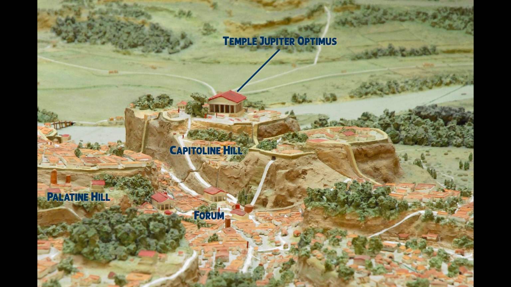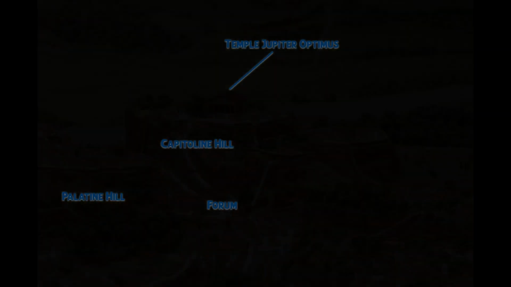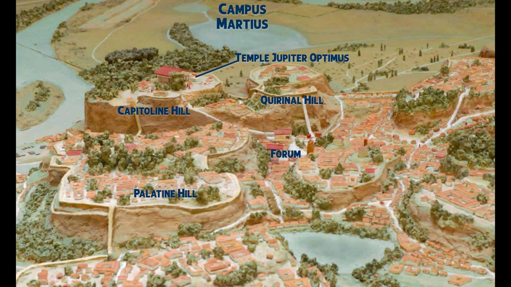So the Servian Wall, which again was built in the 4th century, so well after the monarchy into the Republic. Earlier, historians thought it had come from the 6th king, but it turns out that wall was built on the remains of a wall from the monarchy. So a lot of significant advancements happening here in Rome during the monarchy.